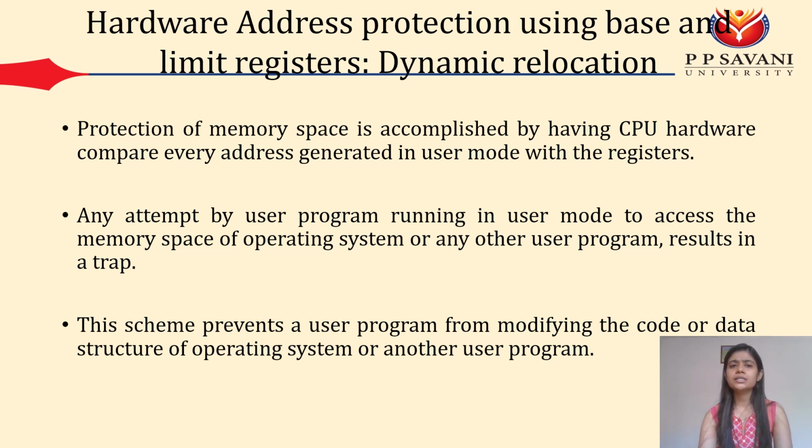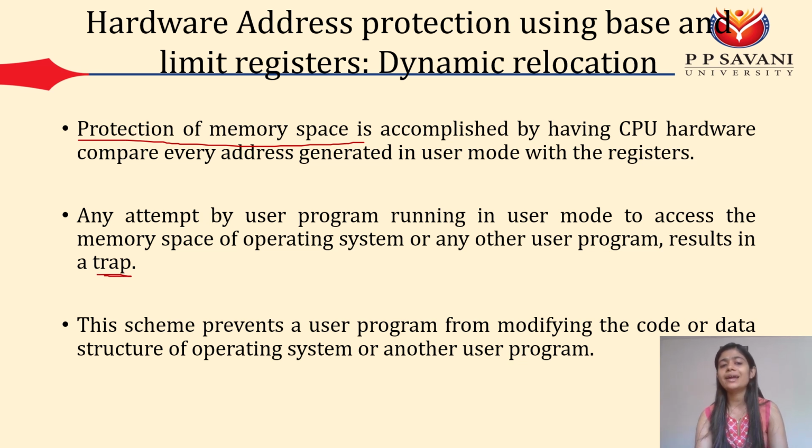Now the next topic is hardware address protection using base and limit registers, which we are going to discuss. Same as explained here, protection of memory space is accomplished by having the CPU hardware compare every address generated in user mode with the registers. Any attempt by a user program running in user mode to access the memory space of the operating system or any other user program results in a trap.